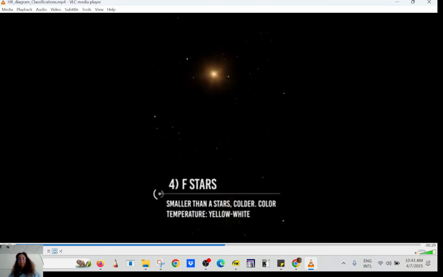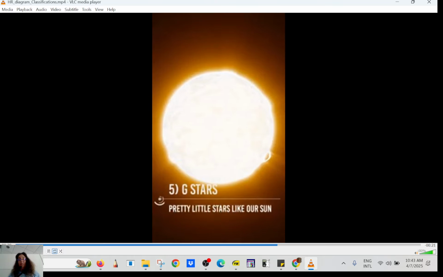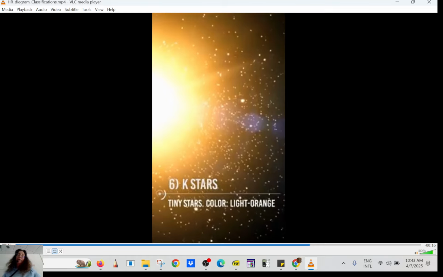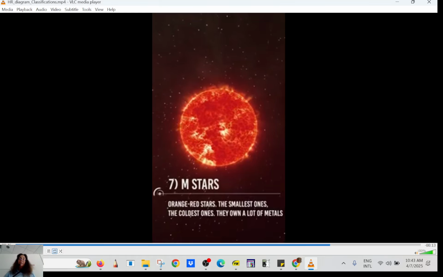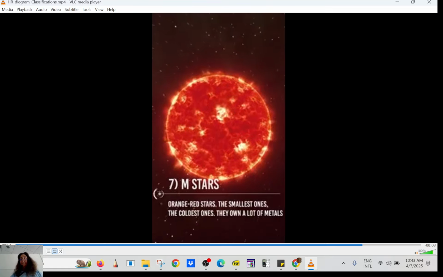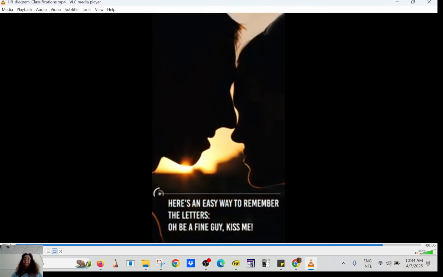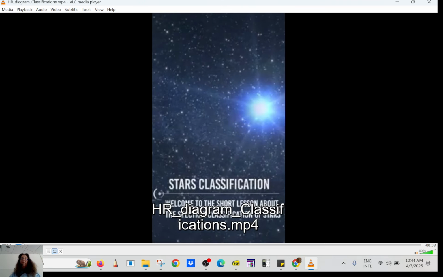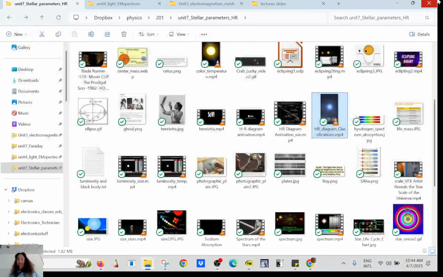4. F. Smaller than A stars, colder. Color temperature, yellow, white. 5. G stars. Pretty little stars like our sun. 6. K stars. Tiny stars. Color, light orange. 7. M stars. Orange, red stars. The smallest ones, the coldest ones. They own a lot of metals. Here's an easy way to remember the letters. O, be a fine guy, kiss me. Stars classification. Lovingly.